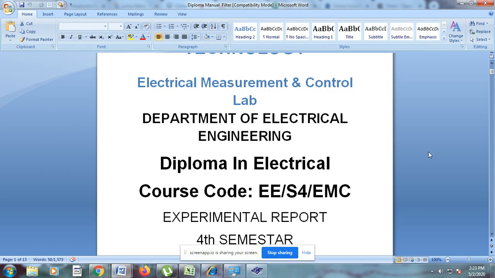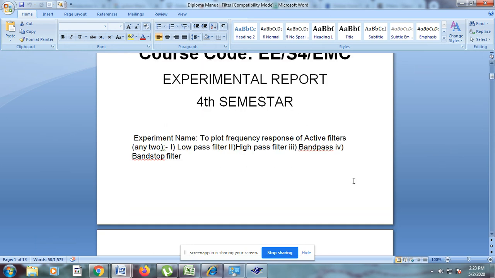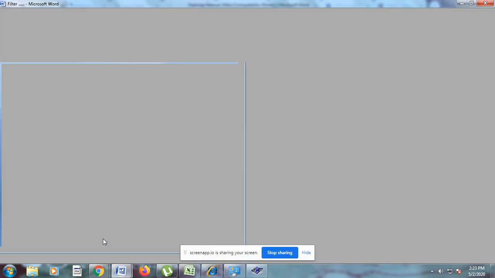Electrical Measurement and Control Lab for Diploma Electrical Second Year Student. Today we discuss how to plot the frequency response of an active filter, low pass filter, and high pass filter. Okay. So first, what is a filter?